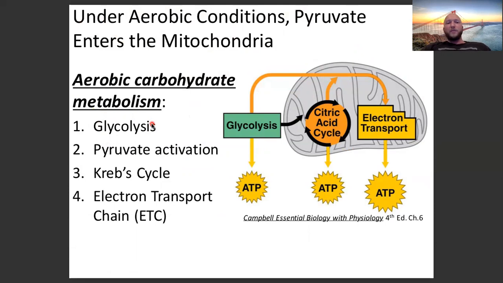The aerobic pathway is going to take us to pyruvate activation, which is our next little compartment, our next box, which is going to lead to Krebs cycle, the following box, which is going to lead to electron transport chain, which is our final box. So let's move right along to pyruvate.